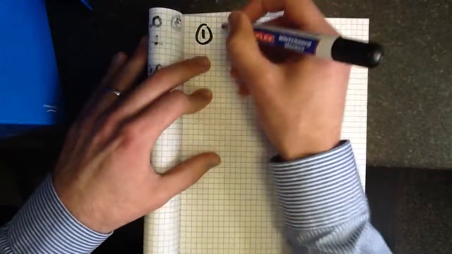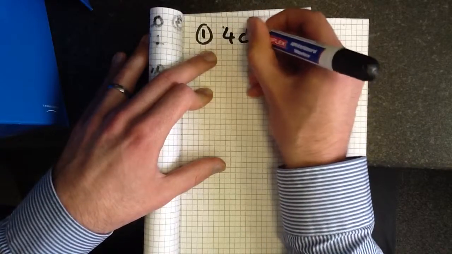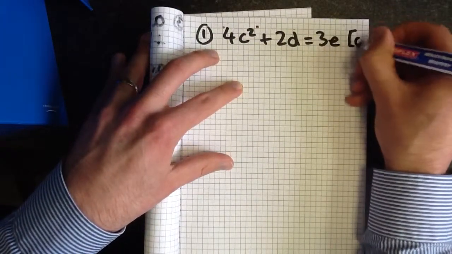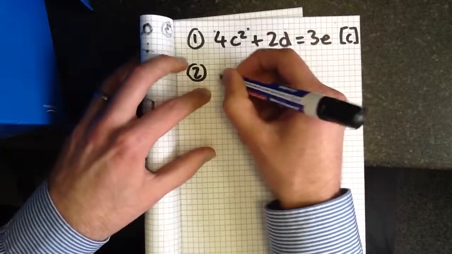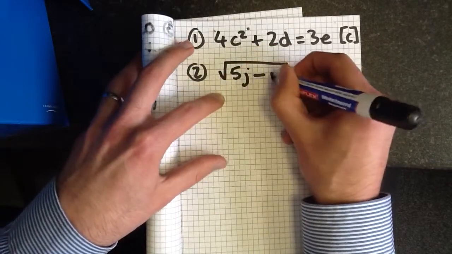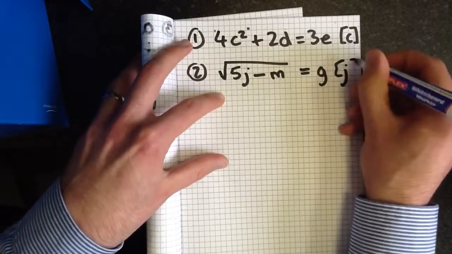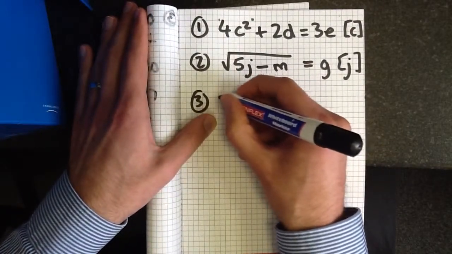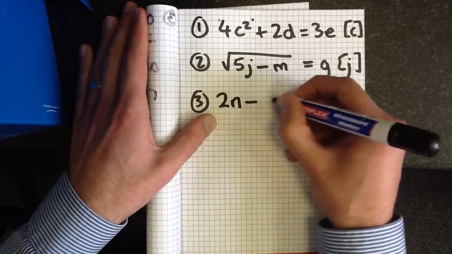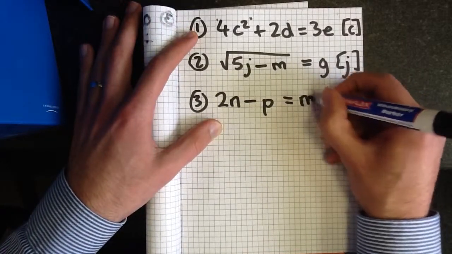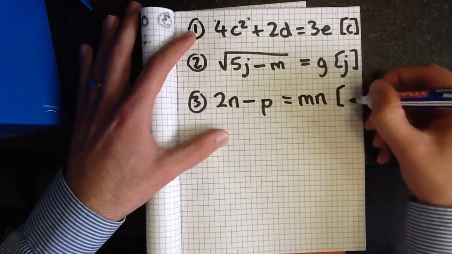Questions for you now. Number 1. We'll do 4c squared add 2d equals 3e, and I want you to make c the subject of the formula. Secondly, we'll do the square root of 5j minus m equals g, and I want you to make j the subject of the formula. And thirdly and lastly, I'm going to have that 2n minus p equals mn, and I want you to make n the subject of the formula.